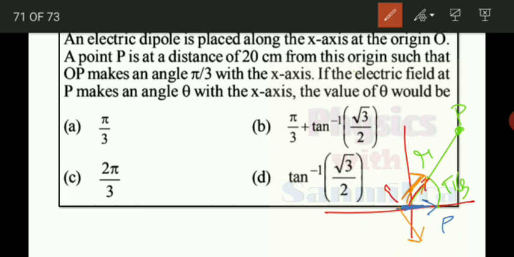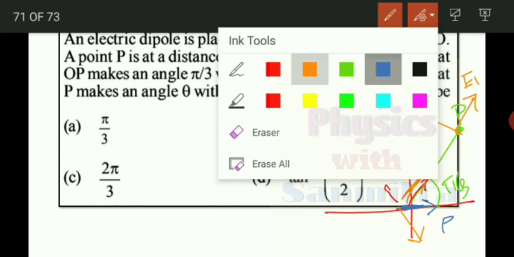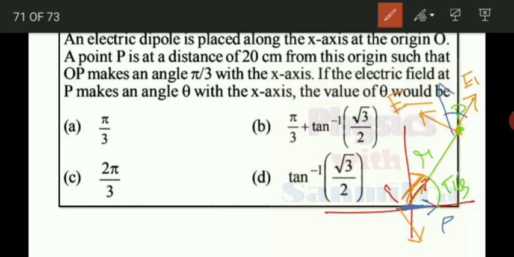For P cos theta, I will get a parallel electric field. For P sin theta, I will get an anti-parallel electric field. Let's say this is E1 and this is E2. E1 and E2 will have a resultant E, and the resultant is making an angle alpha with E1. So alpha and pi by 3 together will be my alpha plus pi by 3. That should be my answer. Now let's see what alpha is.